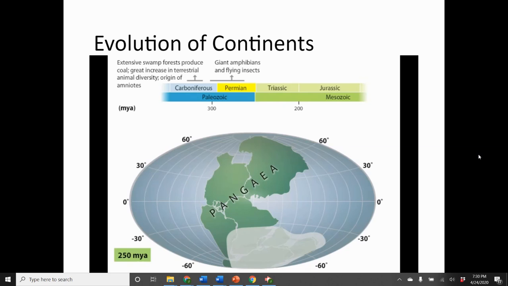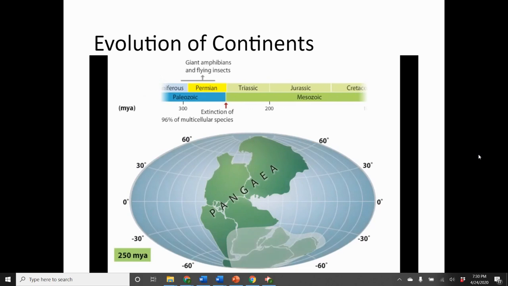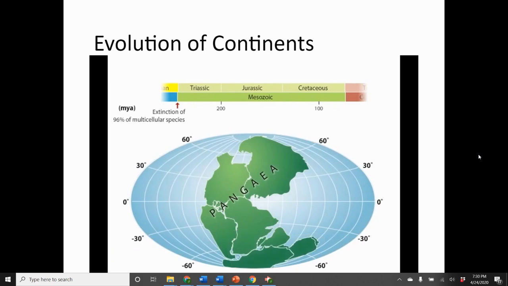So about half of the land area would have been uninhabitable. Scientists estimate that about 96% of all multicellular species became extinct. The few organisms that survived the Permian mass extinction found themselves in a relatively empty world. In the Mesozoic era, atmospheric oxygen concentrations gradually rose.